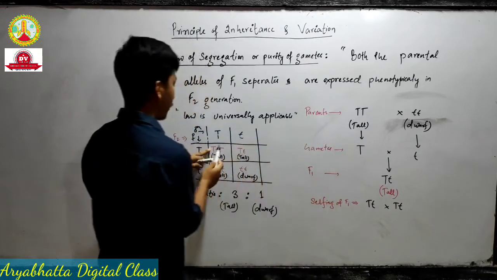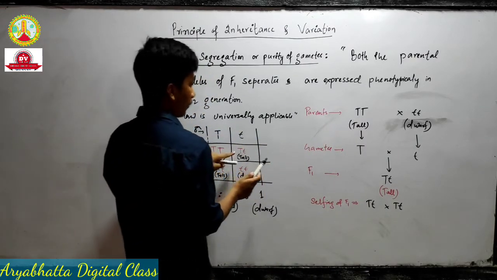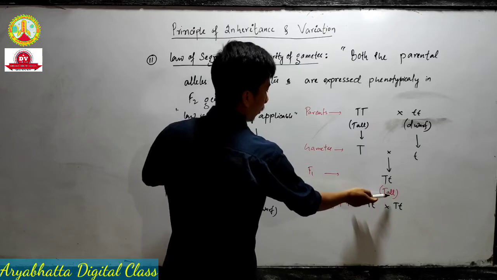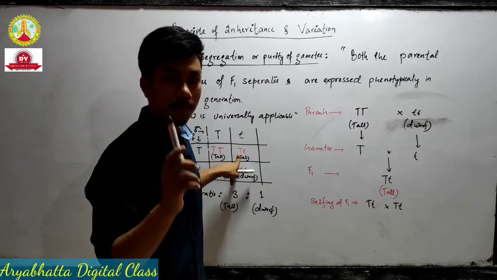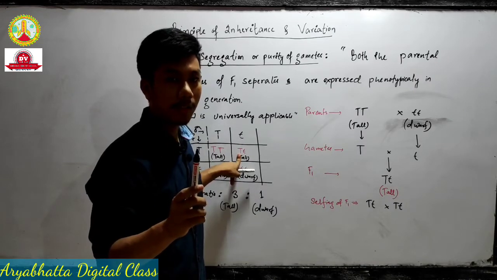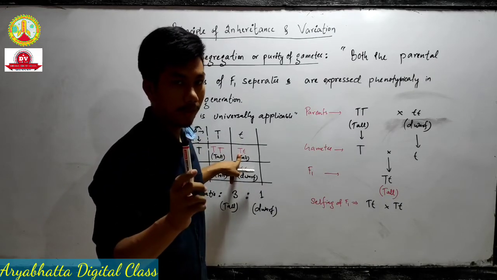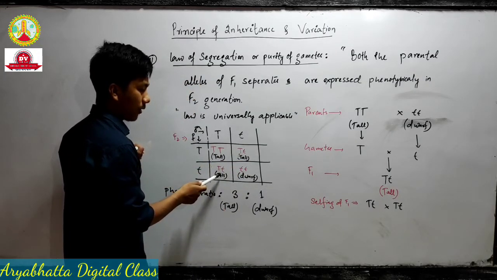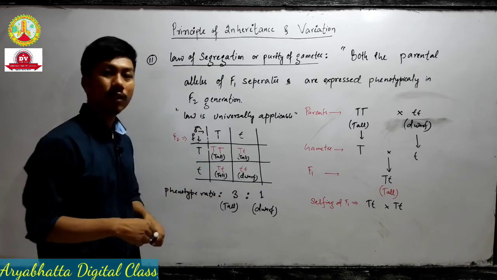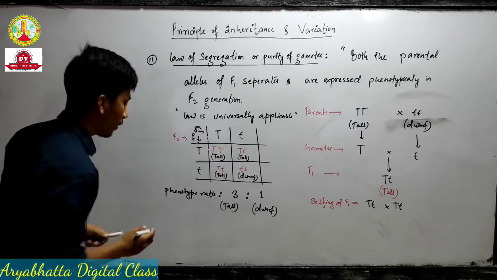So tall, capital T tall. The result F1 we get tall, 1 capital T, 1 small t. Remember, the capital T means dominant, and the dominant character always shows its visible effect. Okay, so there is again the same capital T small t, there would be tall then dwarf. That is phenotype. Next you find out the genotype ratio.